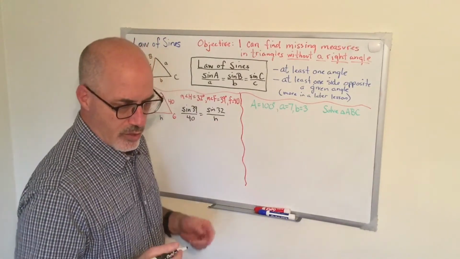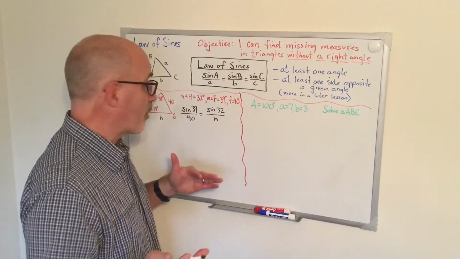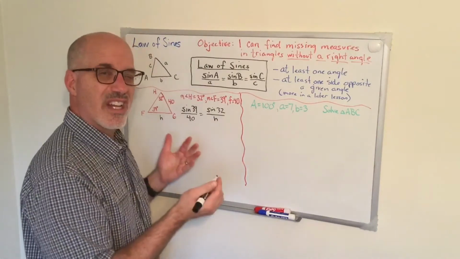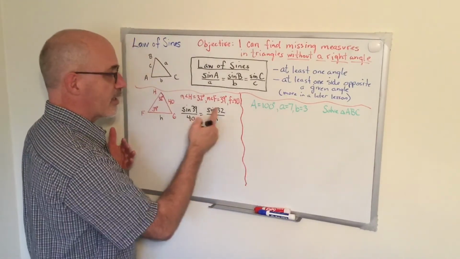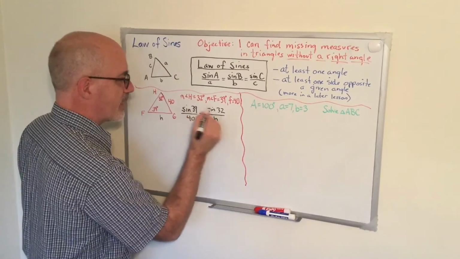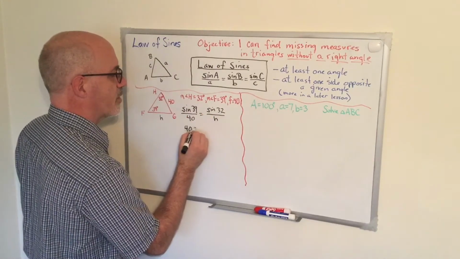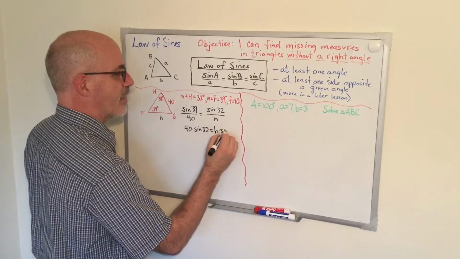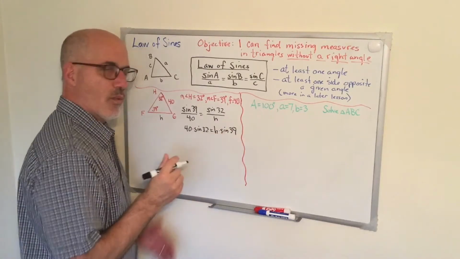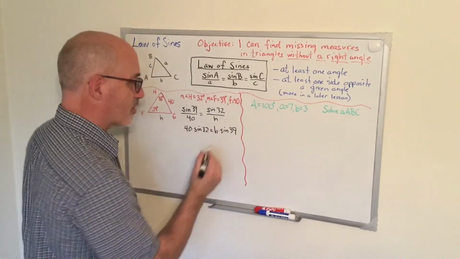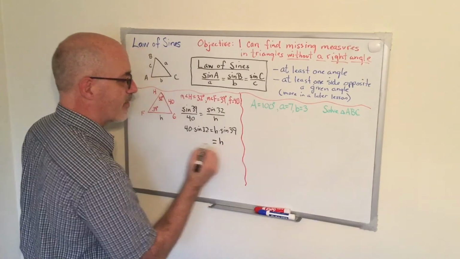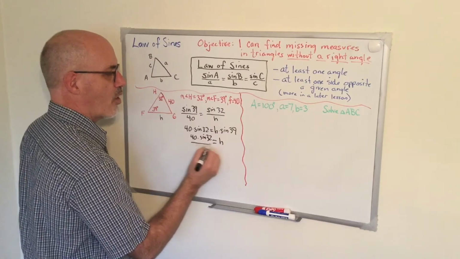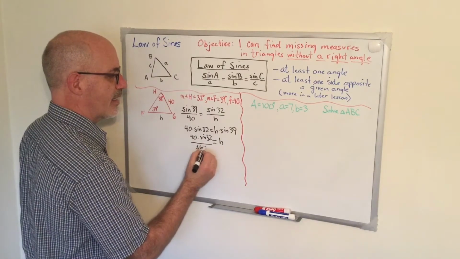If you remember when we've solved proportions, you can multiply by the denominators on both sides, or in essence, product of the means equals product of the extremes: 40 times sine of 32 equals h times sine of 39. Now there's only one unknown, h, so let's divide both sides by sine of 39. We get 40 times sine of 32 degrees over sine of 39.